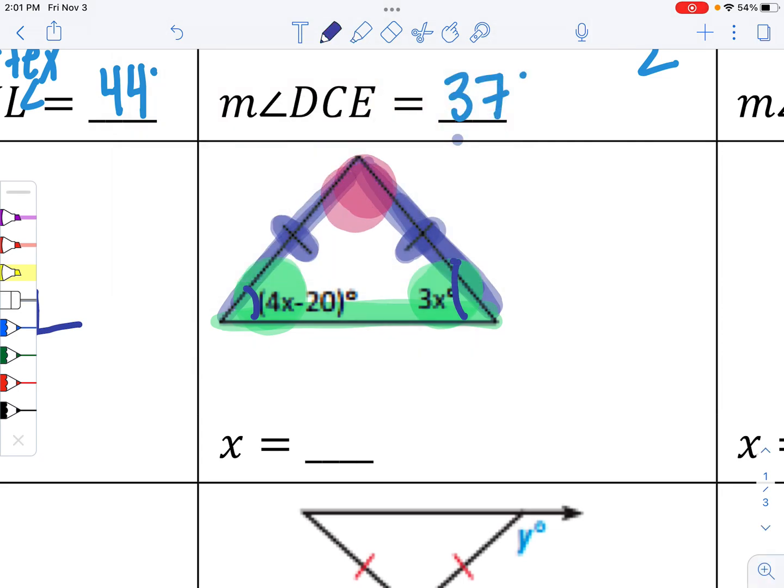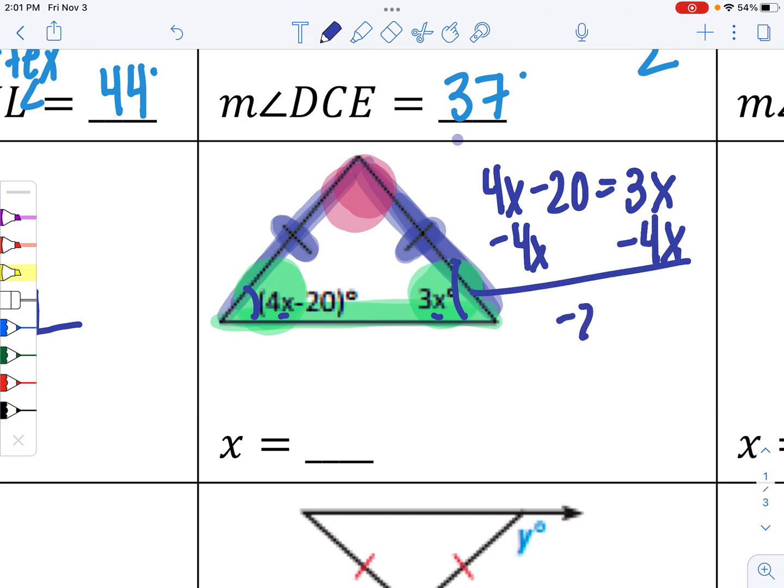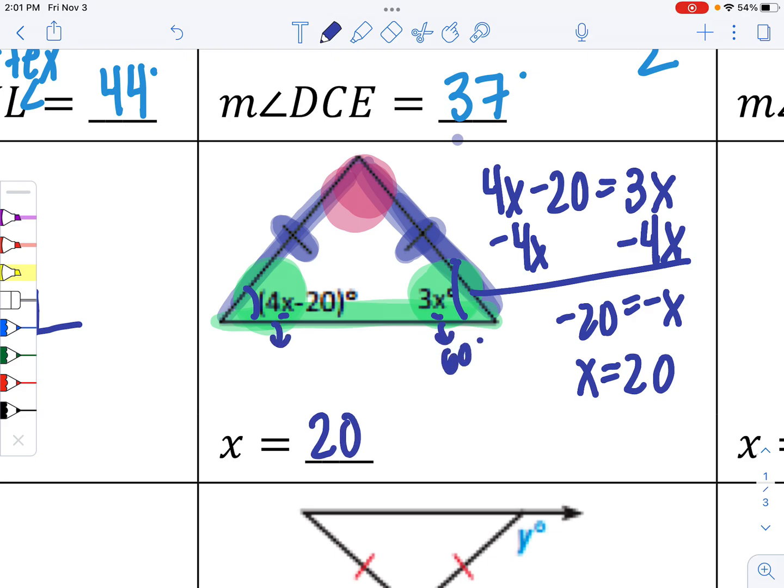So we want to know what the value of x is. And so which ones have an x in them? Actually, the two base angles. And so I can take those two expressions and set them equal because those are congruent angles. I'm going to subtract and get these on the same side. And then x is going to be a positive 20. Let's plug that in and make sure that makes sense. 3 times 20 is 60. And then 4 times 20 is 80 minus 20 is 60. So I know I did it right because those are both 60.